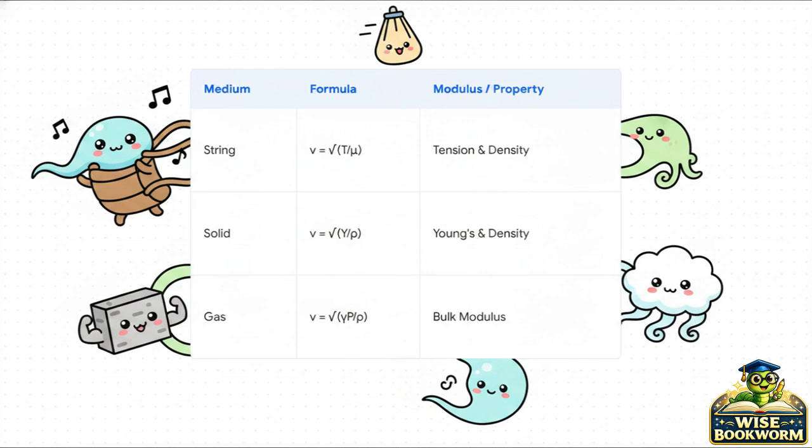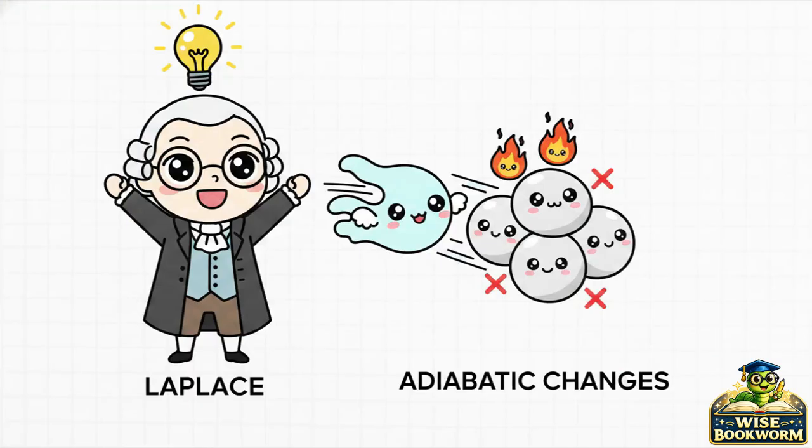For example, the speed of a wave on a stretched string is derived from its tension and linear mass density. For a solid bar, you have to look at Young's modulus and the density. But when you get to gases, well, it gets a bit trickier. Isaac Newton originally theorized that the speed of sound in a gas just relied on pressure and density. But here's the catch. Newton's formula didn't actually match real-world measurements.